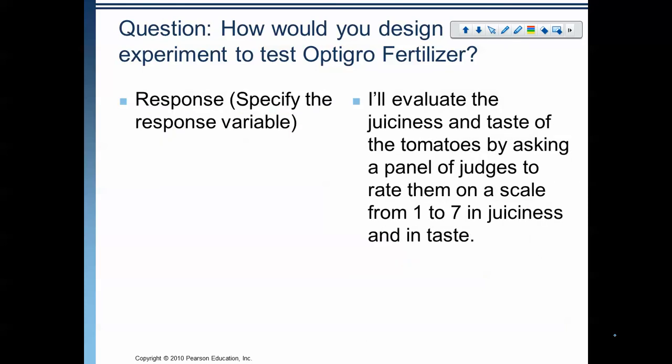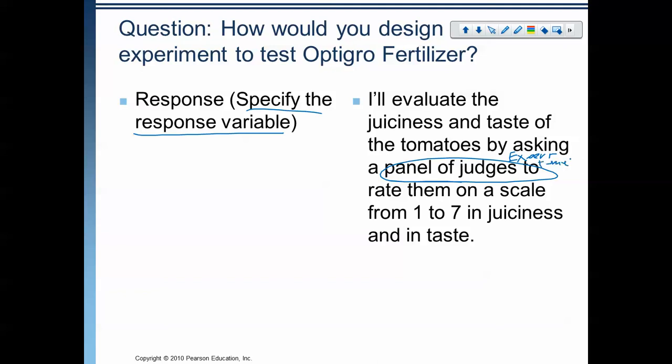What's my response? What am I looking to measure in the end, okay? Right? Specify the response variable. Same like with the simulation. What am I measuring in the end? Well, I want to evaluate the juiciness and taste of the tomatoes. And so to do that, I'll ask a panel of judges to rate them on a scale from 1 to 7 in juiciness and in taste. Okay? This is kind of subjective. Sometimes when we look at a panel of judges, we might want to get experts in the field to really look at it. So we're going to get expert tomatoists, right? So judges, they're going to be expert tomatoists.